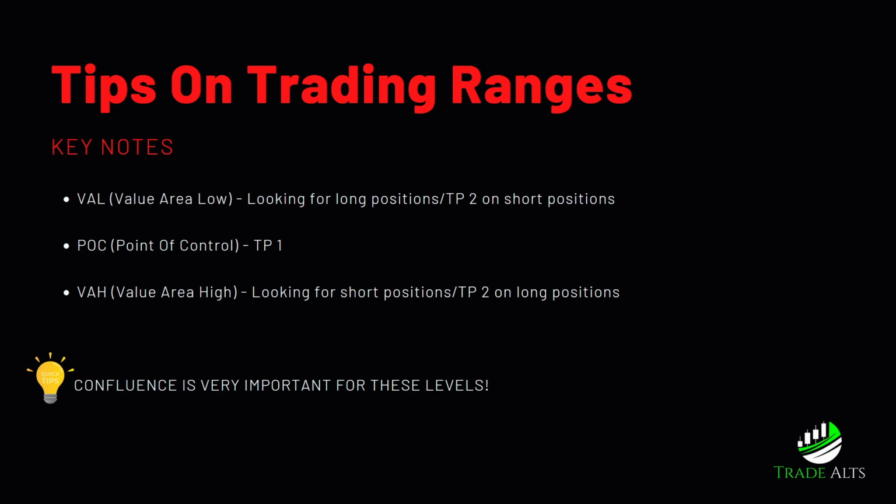So if I long value area low, take profit one at point of control, take profit two for me very often would be the value area high of the range, or a slight front run of the value area high. Meaning if value area high is at, let's just say, 65,000, I might take my profit at 64,980, something like that, right? Just a slight front run to that level.